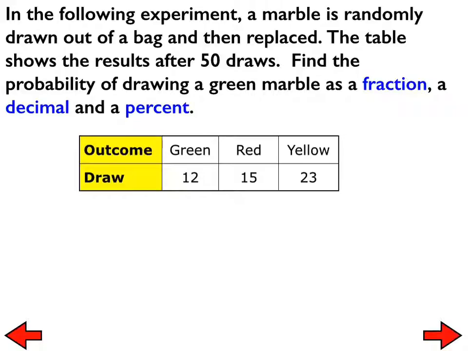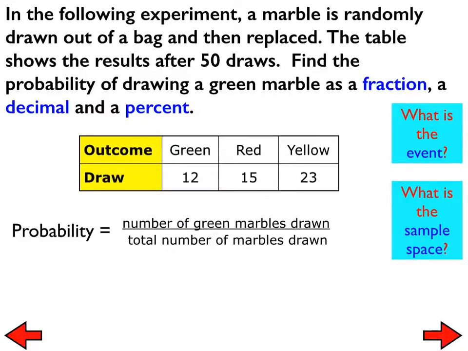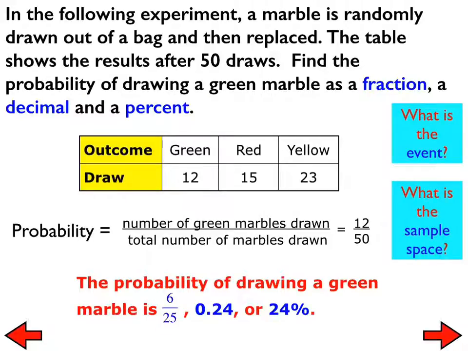All right, so obviously the fraction is 12 out of 50, because the number of green marbles drawn was 12 out of the 50 marbles drawn. The event here is picking marbles out of a bag. The sample space is green, red, and yellow. We're supposed to write that as a decimal. Anybody have it as a decimal? That one should be pretty easy. 0.24. And obviously as a percent, that makes it 24%. Okay? 6 out of 25 is 0.24, which is also 24%.